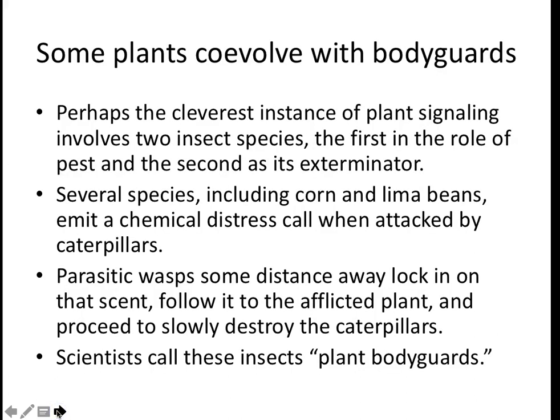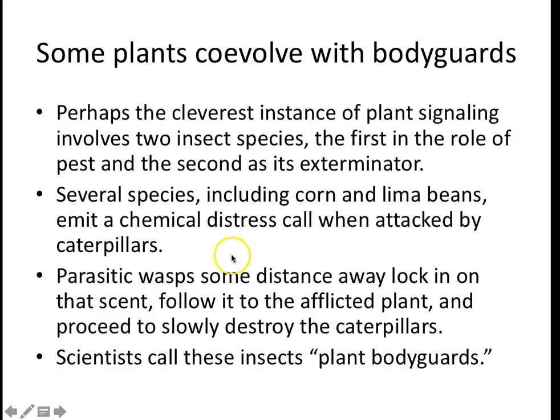Okay, some plants co-evolve with bodyguards. This is a fascinating area because it means that on some level during evolution, plants had to, in a Darwinian sense, make it profitable to keep them alive. Remember, plants cannot move. They can't decide to evacuate. They can't decide to move to one part of the forest because the other part is experiencing gypsy moth. So one strategy has been to make signals that will attract other pests that will attack the invaders.